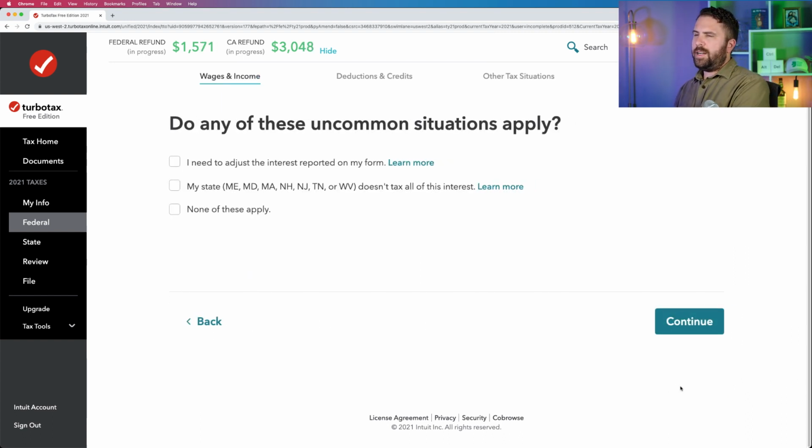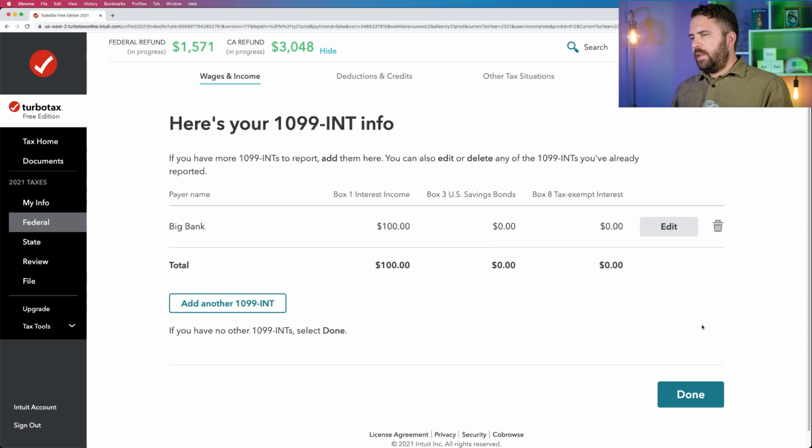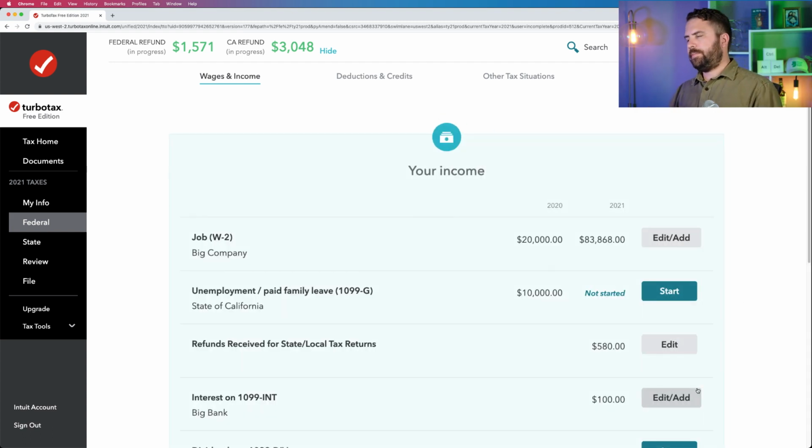Do any of these uncommon situations apply? I need to address the interest part of my form. No, my state doesn't take all this interest. I'm going to say none of these apply. Here's your 1099 interest. If you have more 1099 interest to report, add them here. You can also add it early, any of the 1099 interest you've already reported. This looks good. We just have the one 1099 interest for $100.